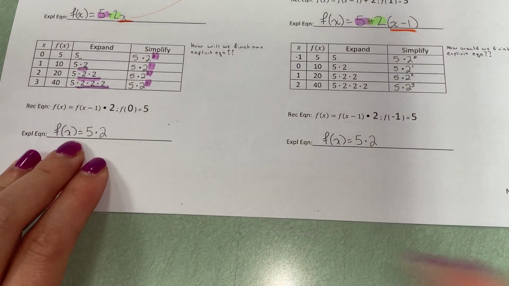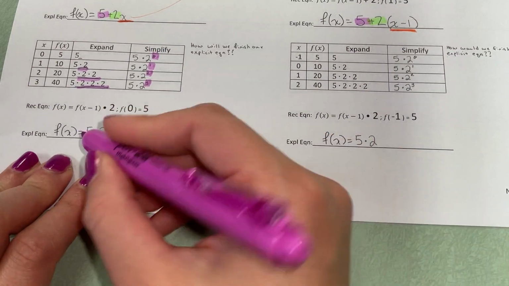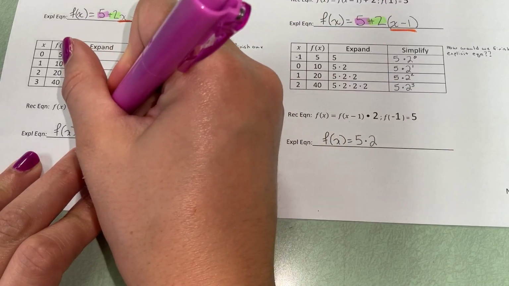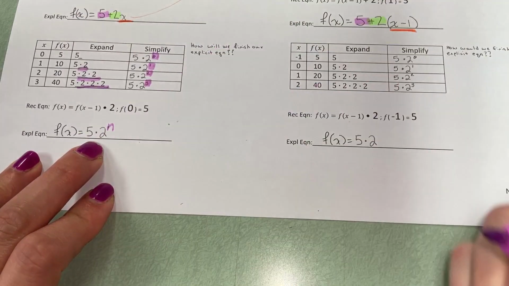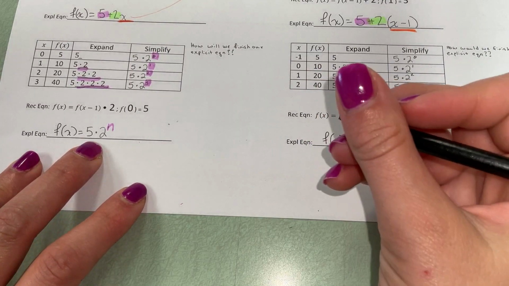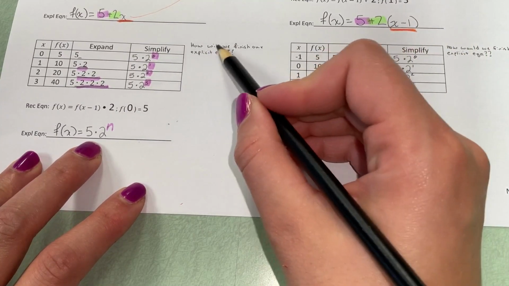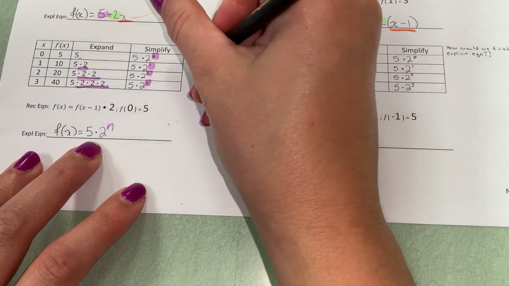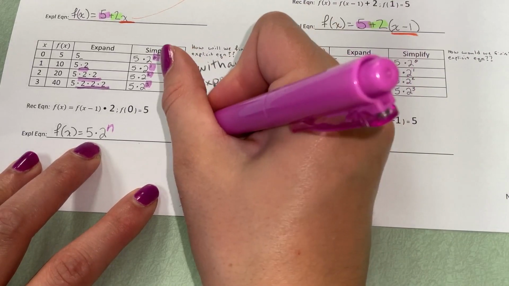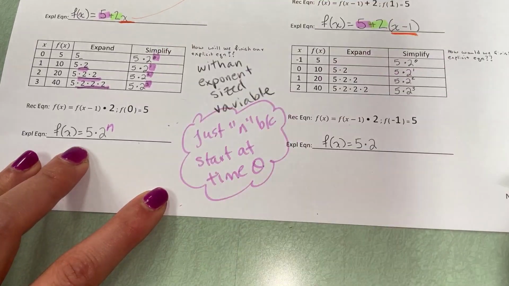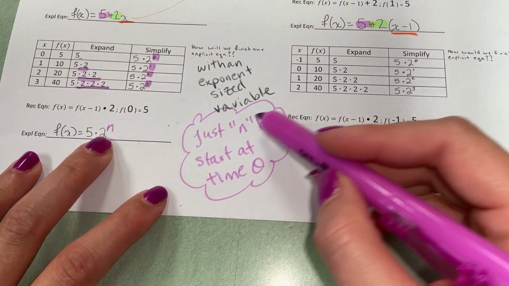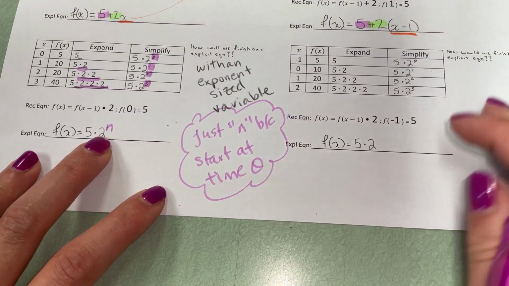So when I write my equation here, I have f of x equals 5 times 2, and for the explicit, I'm going to do an exponent n, okay? And how will we finish our explicit equation? We just did that with an exponent-sized variable. However, it's just going to be the variable n. Oh, I'm sorry. That was supposed to be an x. That's okay. Just an n because we started at time 0.